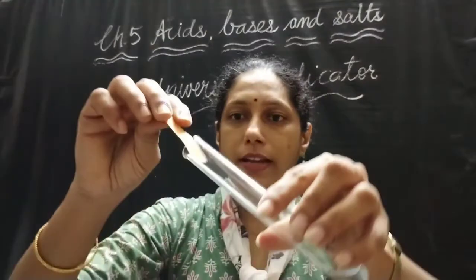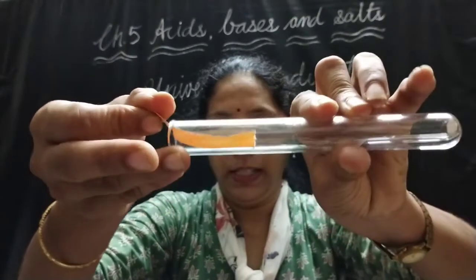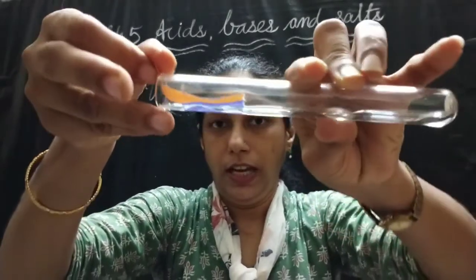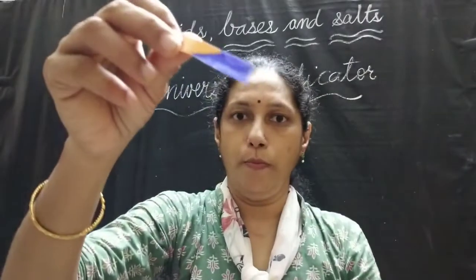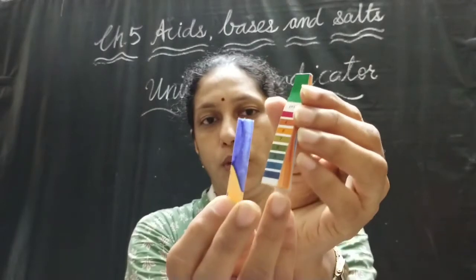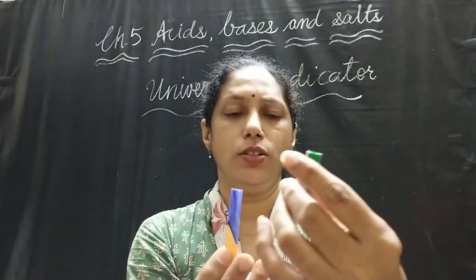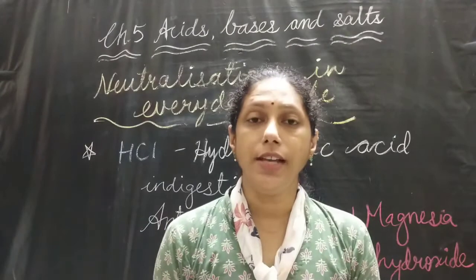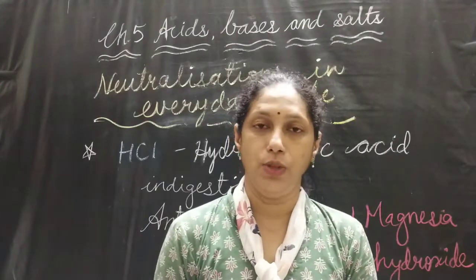In the other test tube, I have taken the sodium hydroxide now, and I am keeping this strip of paper in it. It is changing the color of the strip to blue. Now I am matching it with the pH meter. You can see it is showing pH 10. That means it is a basic solution. So this way universal indicators are used to find out whether the solution is acidic or basic in nature and its pH value also.